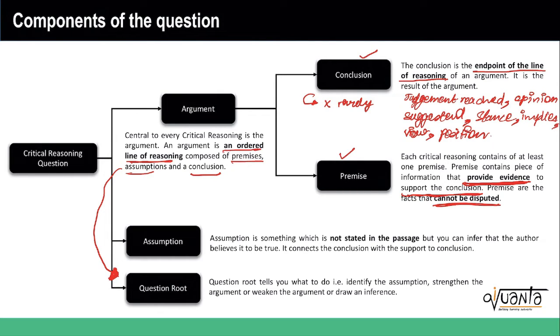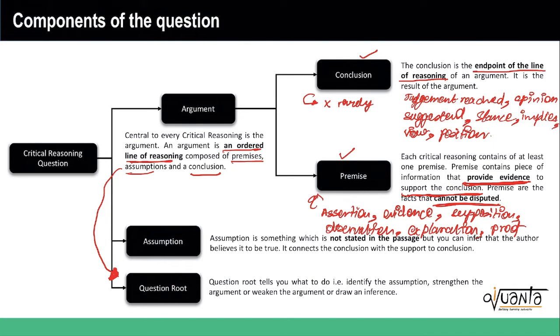Now, how do you figure out what is a premise? Well, words like assertion, evidence, supposition, observation, explanation, or proof, right? All these words suggest premise.